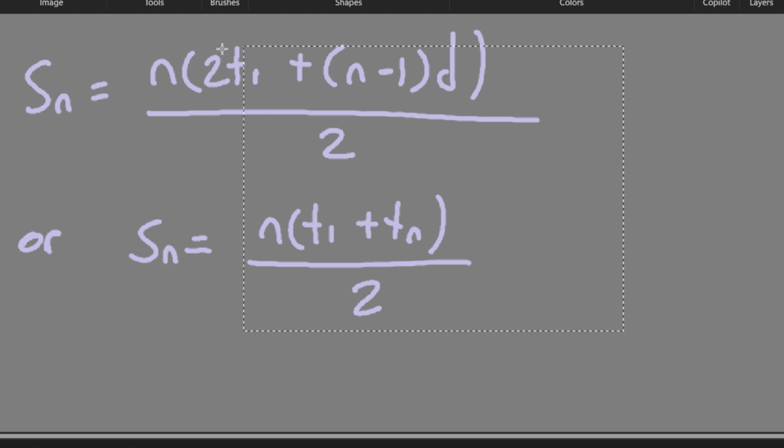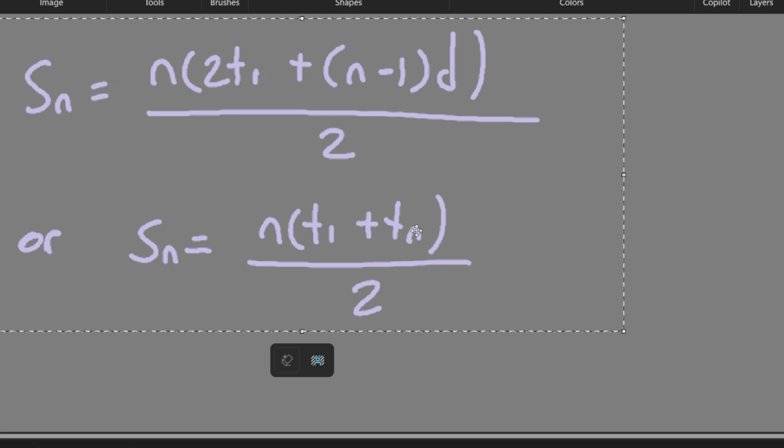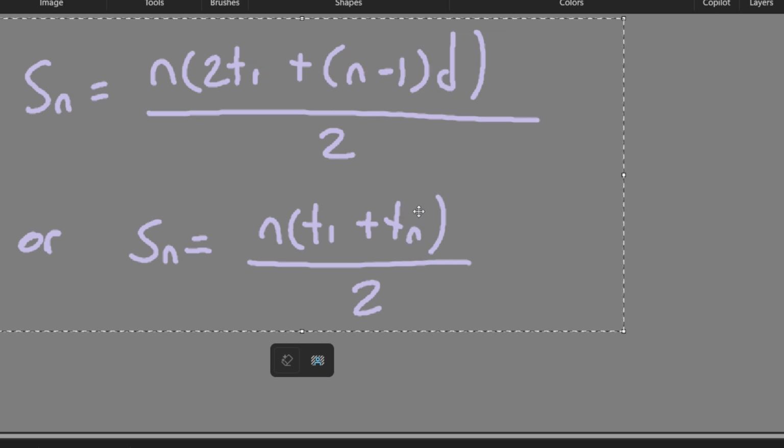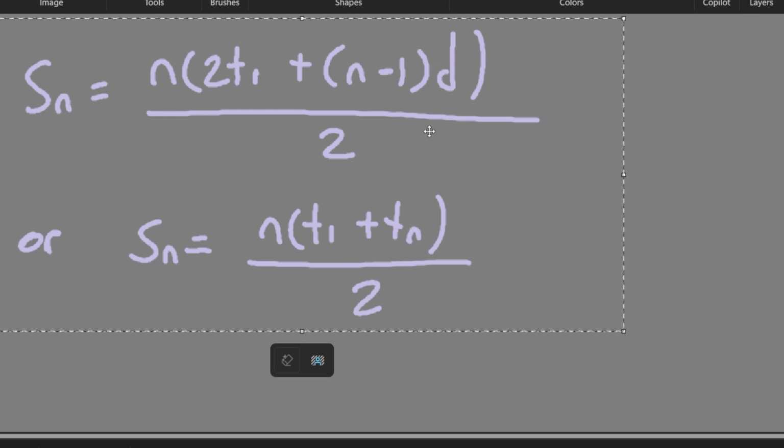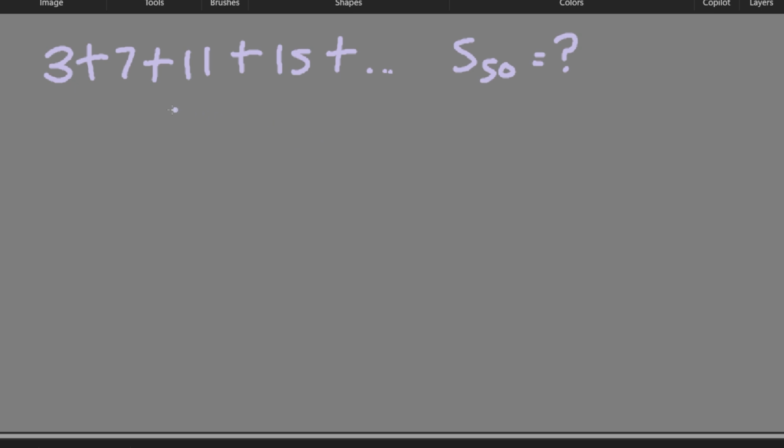So the last term of the sequence you are being asked to sum. It doesn't really matter which one you use. If you want to use this one, then you don't need to deduct what the last term of the sequence is. But if you use this one, then you just have to know what the common difference is. So let's do this series right here.